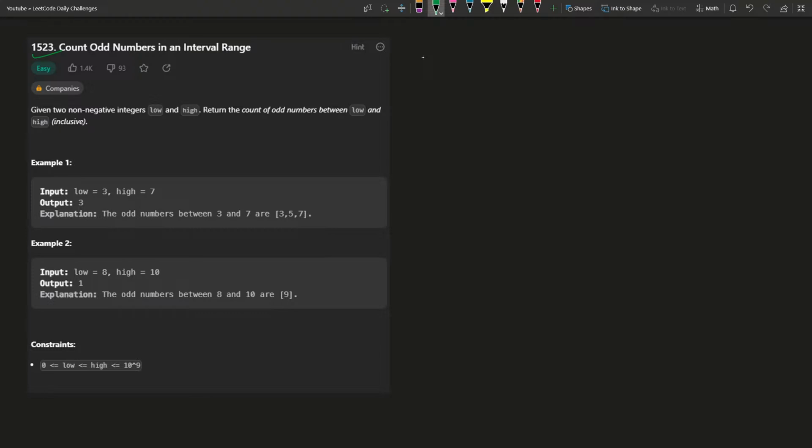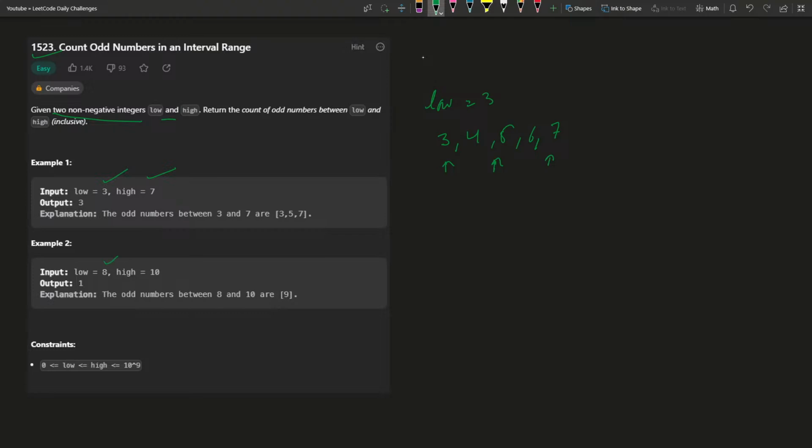Given two non-negative integers, low and high, return the count of odd numbers between low and high, inclusive. Both are going to be inclusive. Here you can see that low is 3 and high is 7. So if low is 3, I can start from 3 and go till 7: 3, 4, 5, 6 and 7. And the odd numbers are 3, 5 and 7.